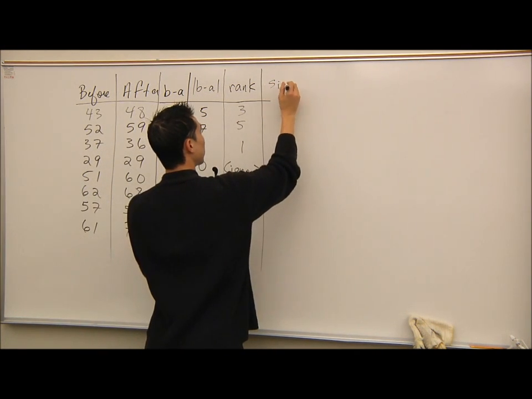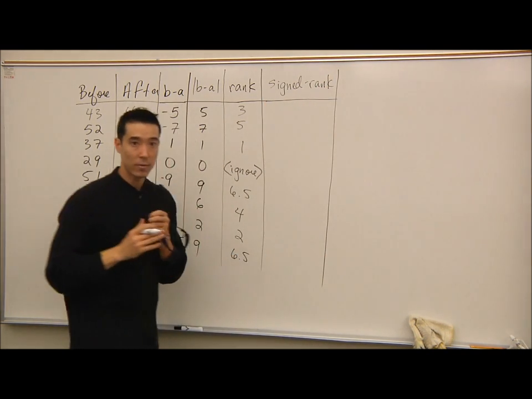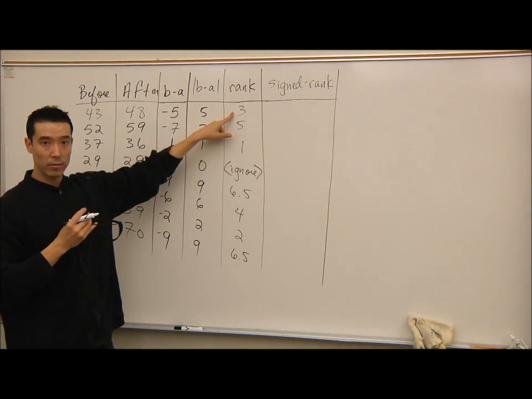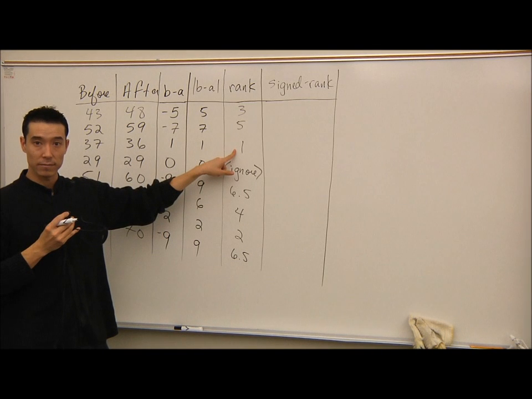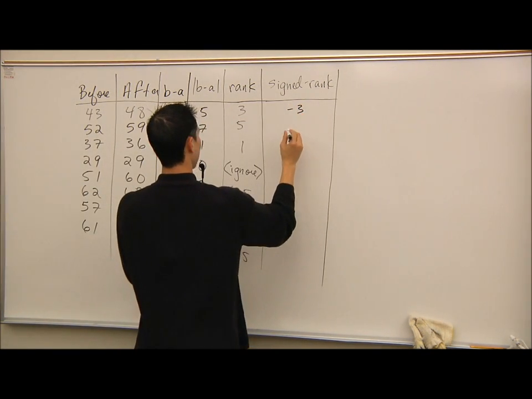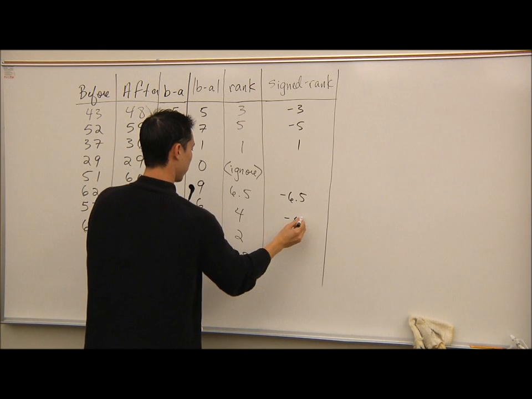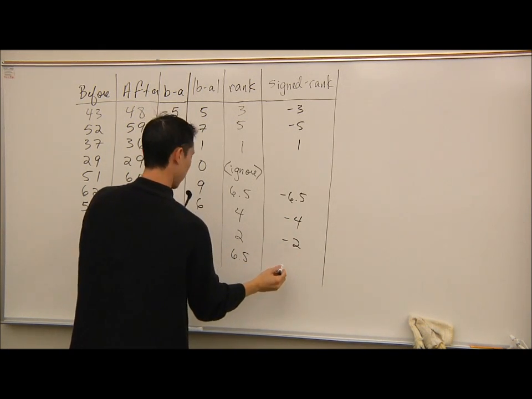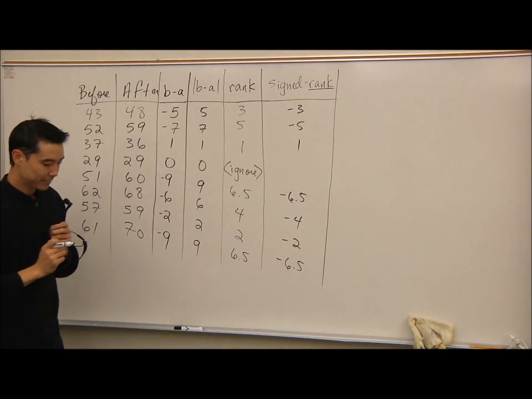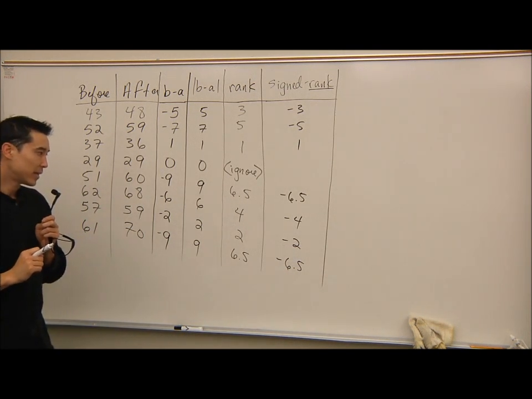Okay, and then this test is called signed rank. So one more column, the signed rank. All right, and what you do is you're gonna look at this third column, and if the original sign was negative, you're gonna put a negative with the rank. If the original sign was positive, you're just gonna leave the rank positive. Does that make sense? So write down the ranks again, and if originally it was negative, put a negative next to it. So this is gonna be a -3, a -5, a +1, an ignore, a -6.5, a -4, a -2, and a -6.5. So it's the signed rank. All right. That'll get you as far as you need to be to do the test now.